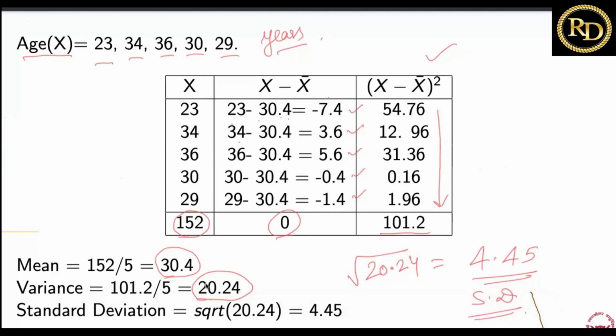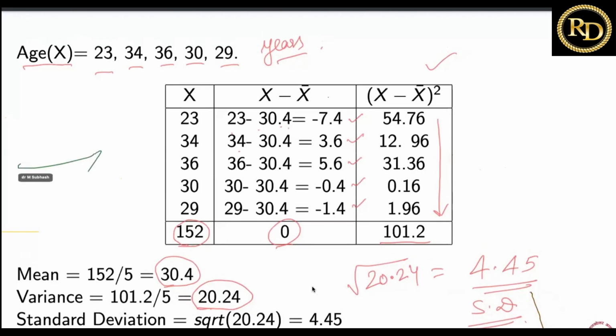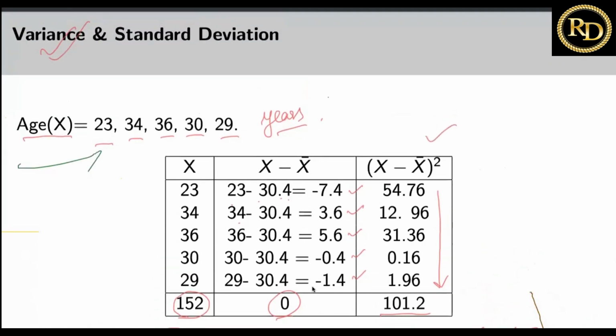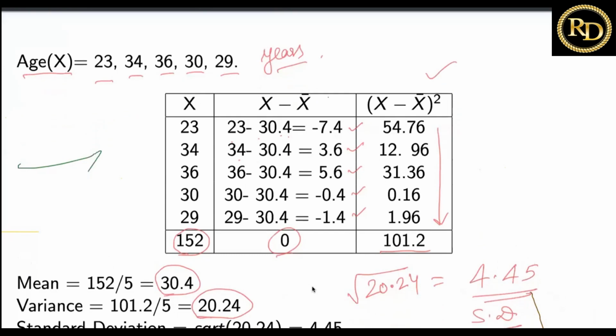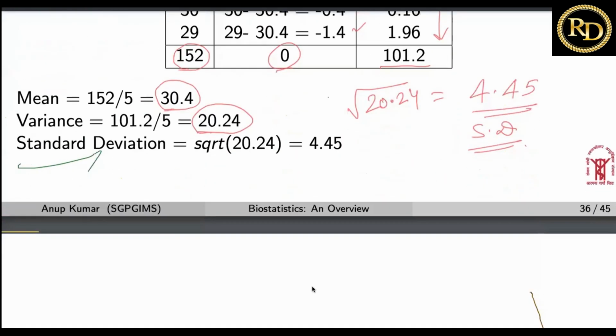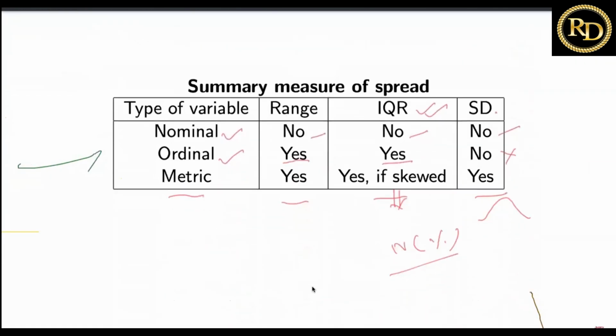Because we have taken the square of the average, for standard deviation we have to take the square root of this 20.24. So it becomes the standard deviation, 2.24. So the variance and standard deviation are related: just the square root of the variance is the standard deviation.